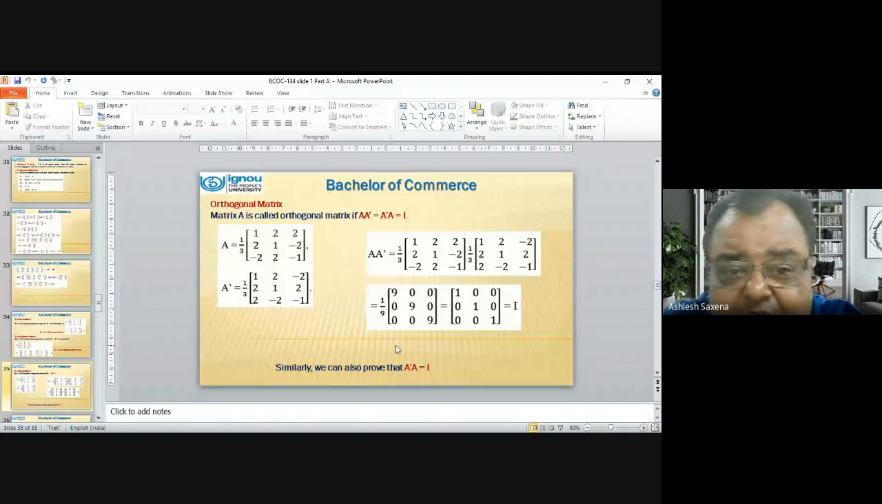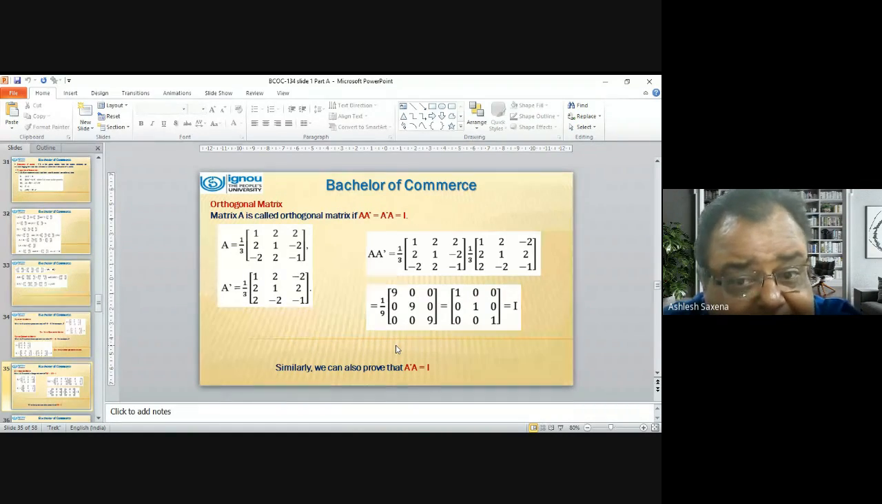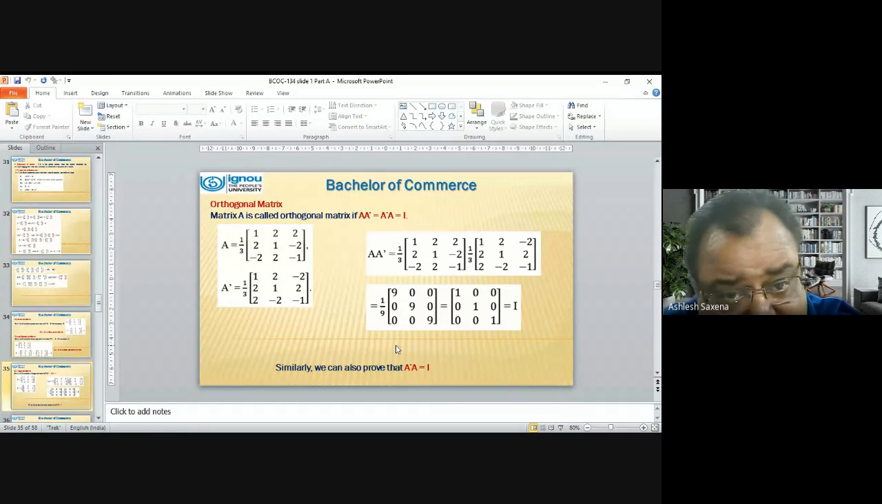Then comes your orthogonal matrix. An orthogonal matrix is a matrix for which A multiplied by A transpose is equal to I, and A transpose into A is equal to I, where I is an identity matrix. You can see over here, we have A: 1, 2, 2, 2, 1, minus 2, minus 2, 3, minus 2, 2, minus 1.